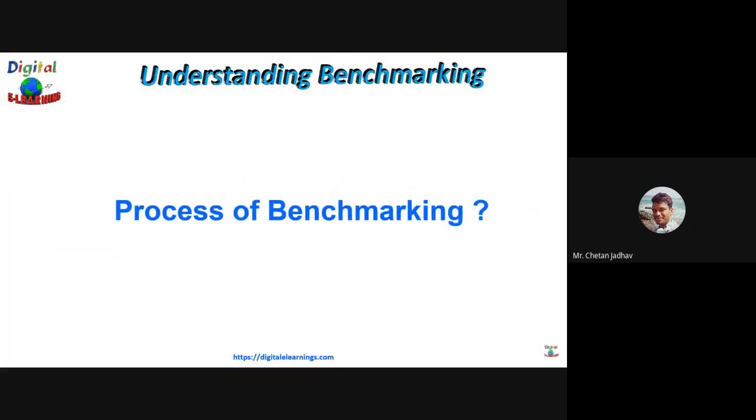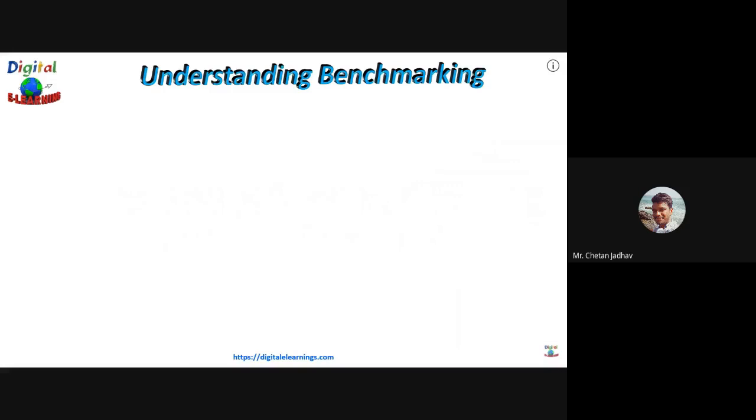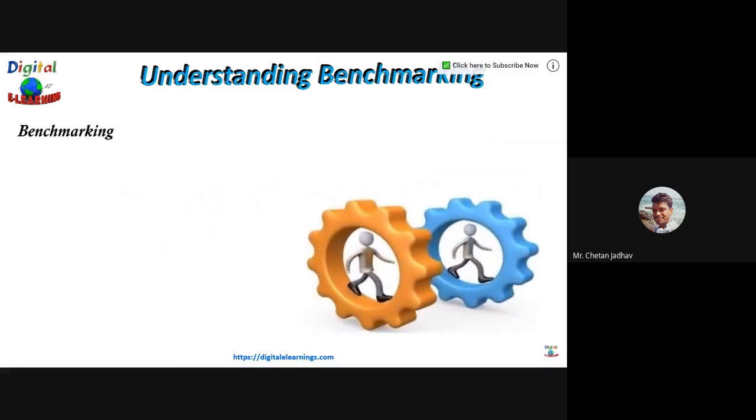Let us now understand the process of benchmarking. Benchmarking is not an immediate solution to your problem. Instead, it is a step-by-step treatment of your problem areas. Let us understand this process of benchmarking step by step.